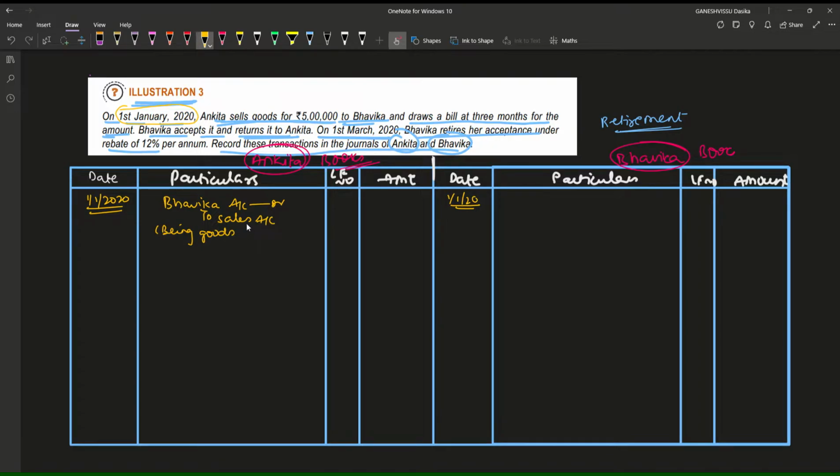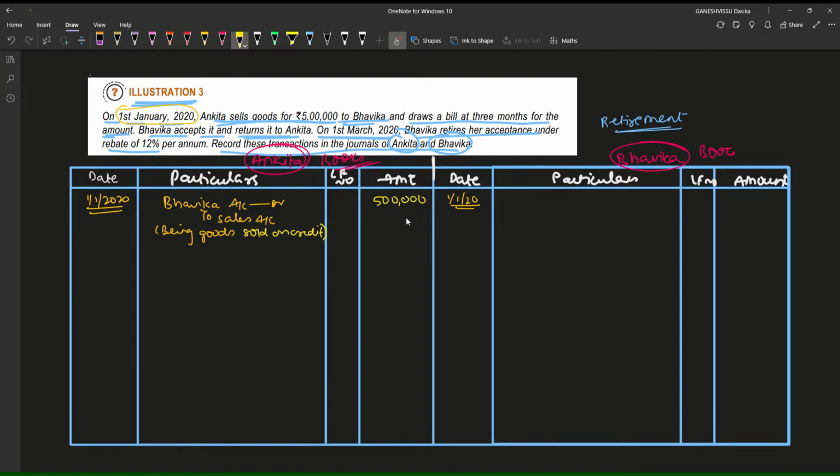How can you say that the goods are sold on credit? Simply, this is the bills of exchange. 99.99% the concept would be on the basis of credit sales only, because with the credit sales only, the concept of bills of exchange has come into force. Being goods sold on credit, we can say. For what amount? 5 lakh rupees.